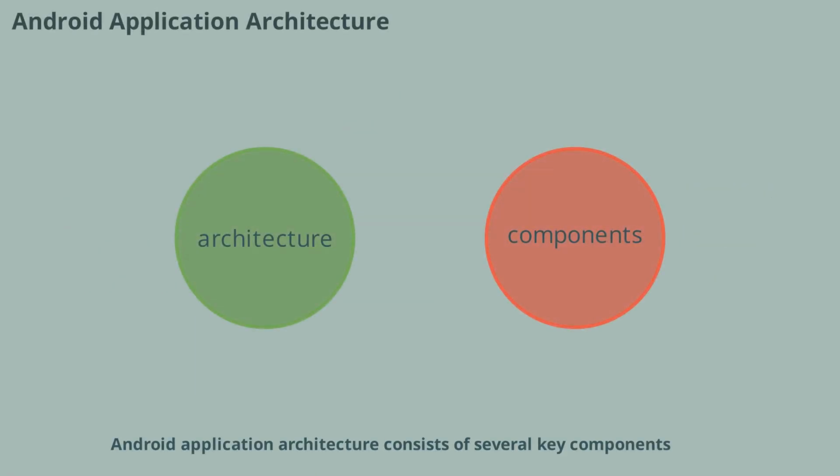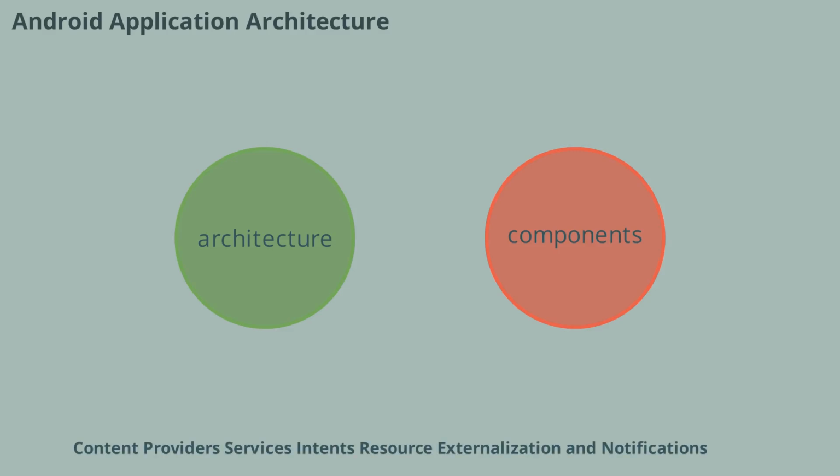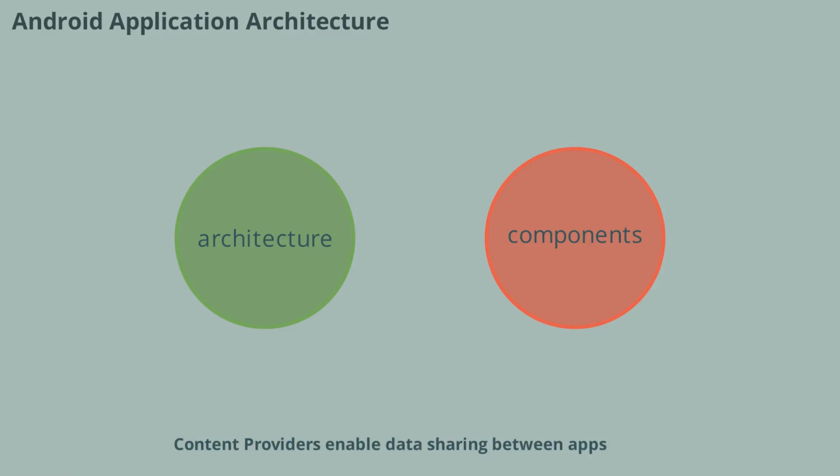Android application architecture consists of several key components: content providers, services, intents, resource externalization, and notification. Content providers enable data sharing between apps, services handle background tasks, intents facilitate activity communication and data passing, resource externalization manages strings and graphics, and notifications alert users with lights, sounds, icons, dialogs, or toast messages. Understanding these components is vital for building robust Android applications and answering interview questions confidently.